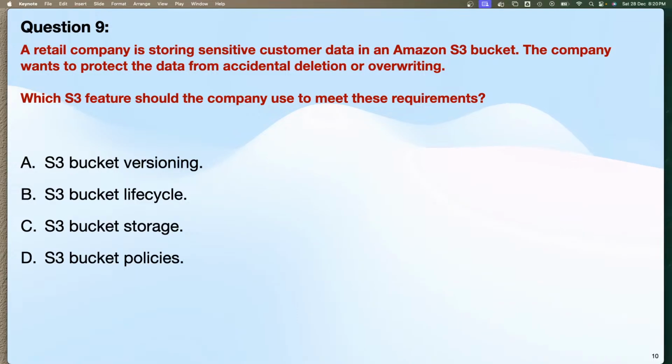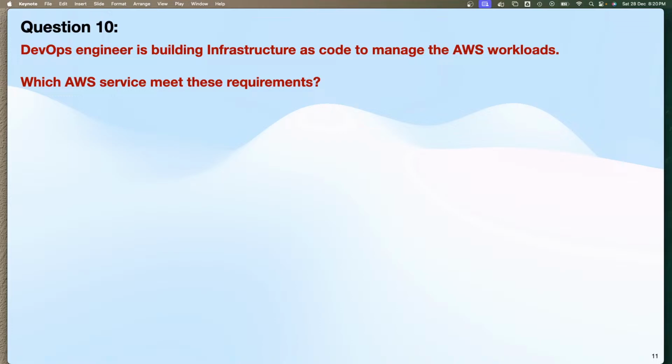So for 9, A is the answer. So coming to question 10, a DevOps engineer is building infrastructure as code to manage the AWS workloads. Which service will meet this?